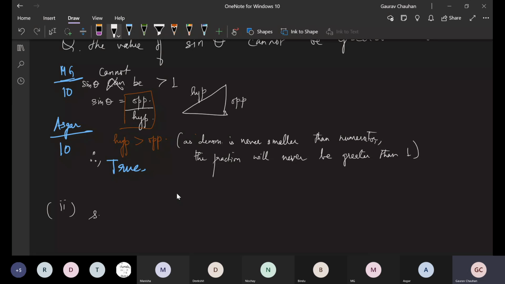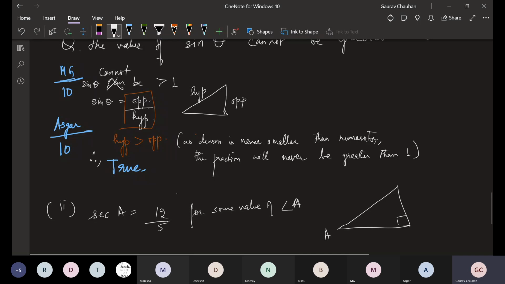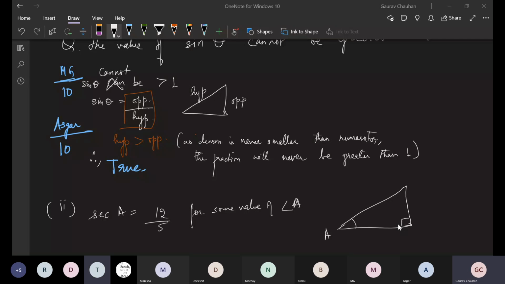Secant A is equal to 12 by 5 for some value of angle A. Let's see what is secant A. This is A. Secant A formula, who can tell me? Tulsi, tell me secant A formula, please. Tulsi, can you tell me secant A formula? Tell me. You should not be needing to go to your notebook, but anyhow, see and tell.